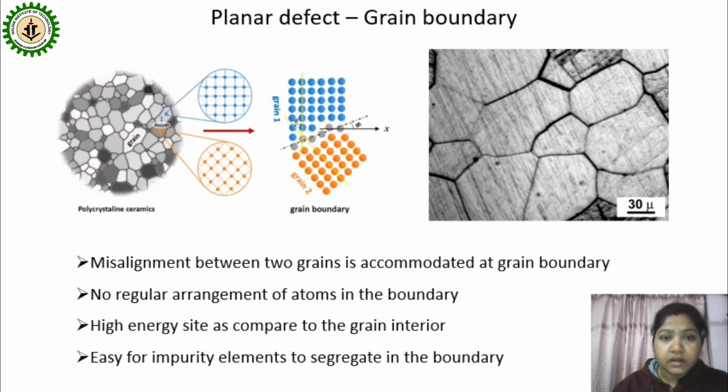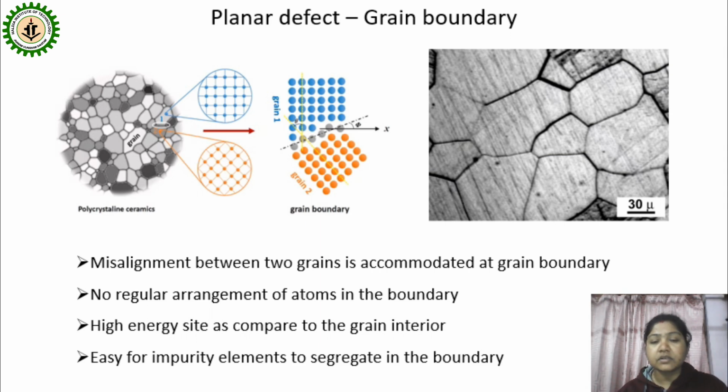Now come to the surface defects. This is called grain boundary. Grain boundary is another type of defect, called a surface defect. This is nothing but the polycrystalline material, as you can see when there is a polycrystalline material.